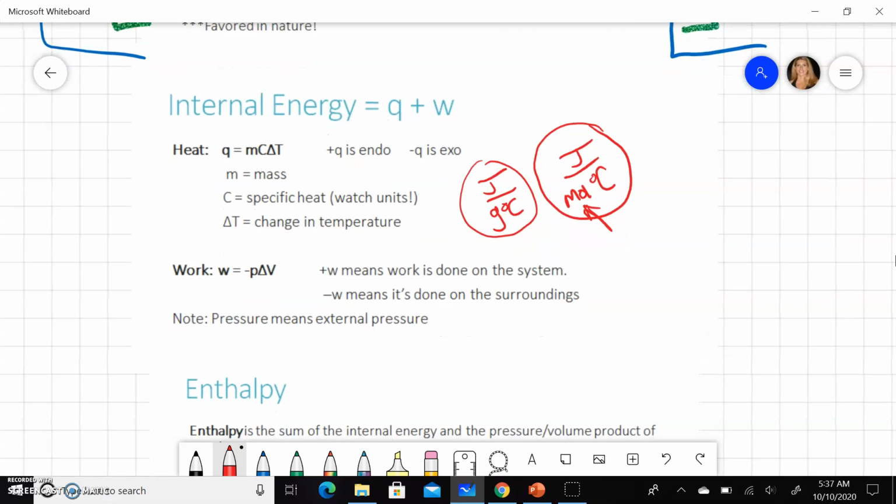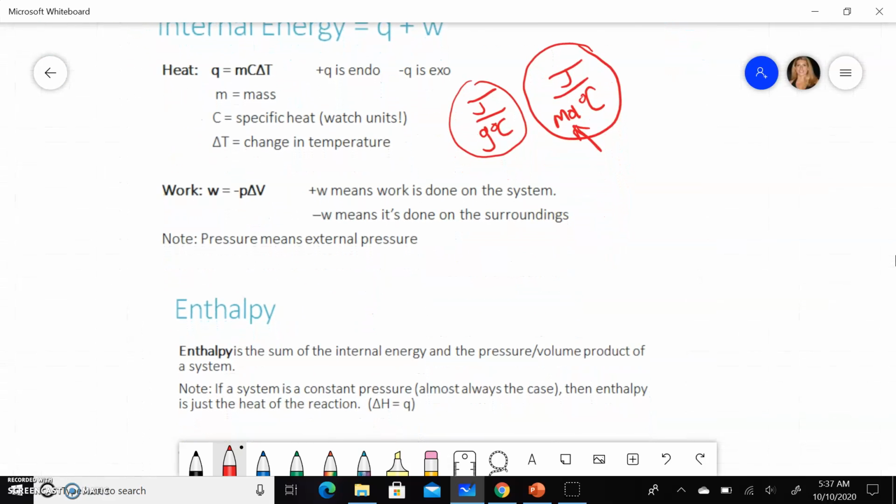For work, you're going to see W equals the pressure times the change in volume. A positive W means that work is being done on the system, again, on the balloon itself. Negative means it's done on the surroundings. And when we talk about pressure, we're talking about the external pressure. So again, if you think about a balloon, we're talking about the pressure on the balloon from the outside, not the pressure of the gas inside the balloon.